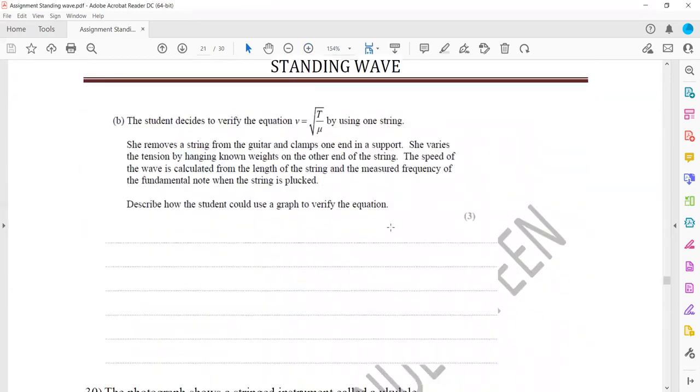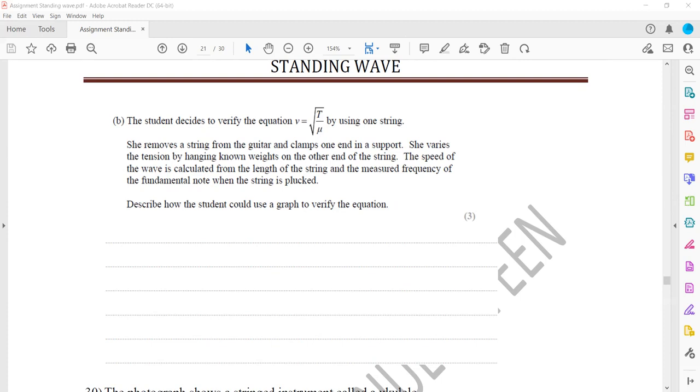In part B, the student decided to verify this equation by using one string. She removed a string from a guitar and clamped one end in a support, and she varies the tension by hanging weights. The speed of a wave is calculated from the length of the string and the measured frequency of the fundamental note when the string is plucked. Describe how the student could use a graph to verify this equation. The student wants to verify that this equation is correct.